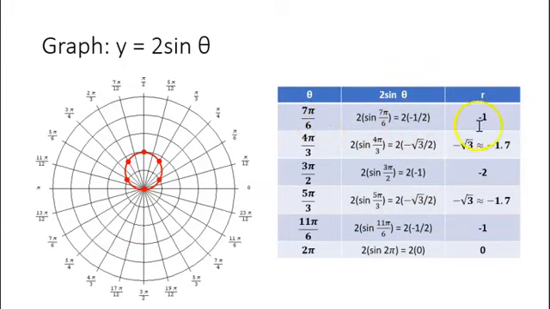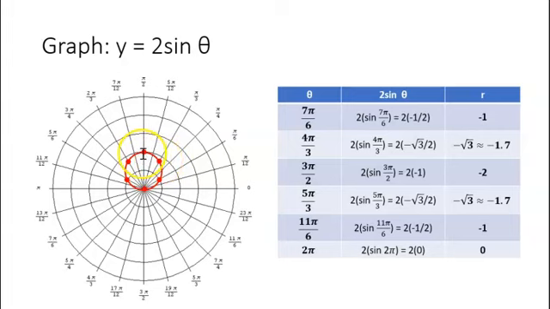So when I did 7 pi over 6, I got -1. When I graph that, I would go along this line, and then I would go one circle backwards. So that ends up right where this point was at pi over 6. And then 4 pi over 3, that works the same way. I would go -1.7, and that's this point I already have.